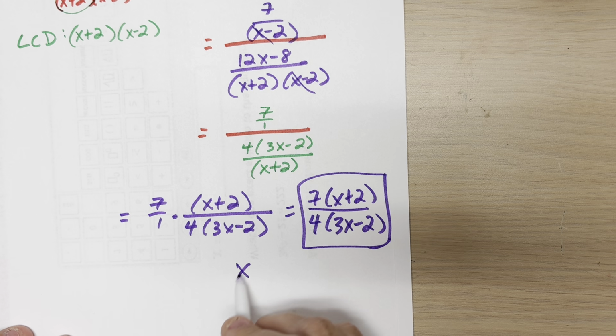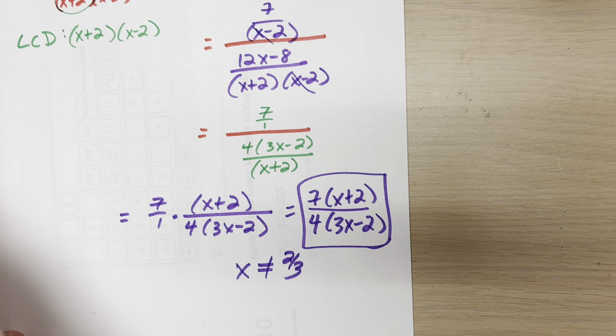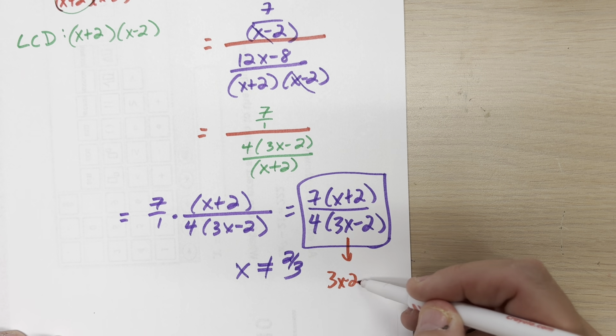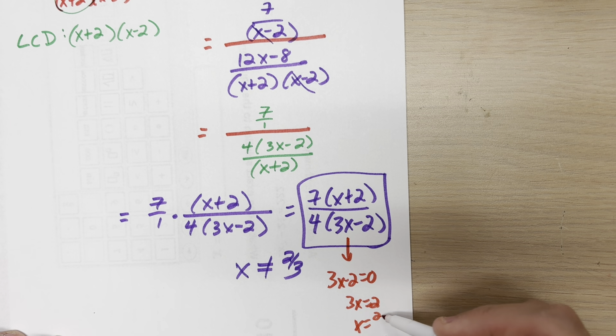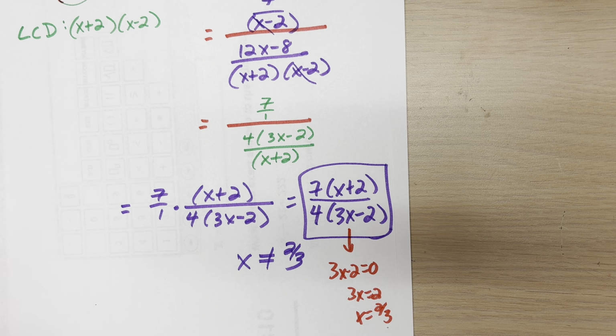Don't forget your domain restriction. x cannot be equal to 2/3. And if you're not sure about what I'm doing there, I'm just taking this and setting it to 0 and solving, right? So 3x is 2, x is 2/3. So when x is 2/3, you get a 0 in the denominator, which we know is no good. It gives you an undefined situation in math.